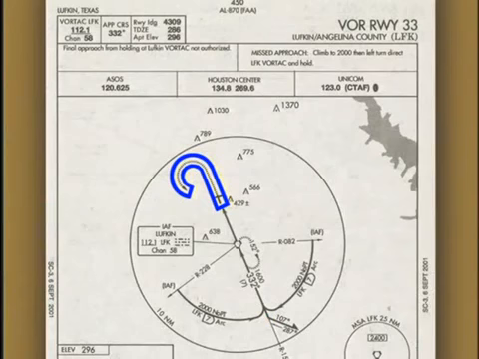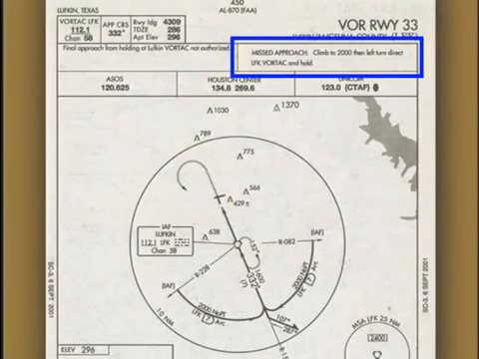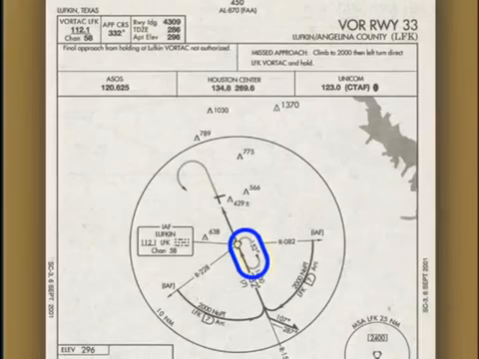A dashed line represents the missed approach track. It shows the initial up and out maneuver, which coincides with the textual description of the missed approach. If a holding pattern is required for the missed approach, it is also shown with a dashed line.